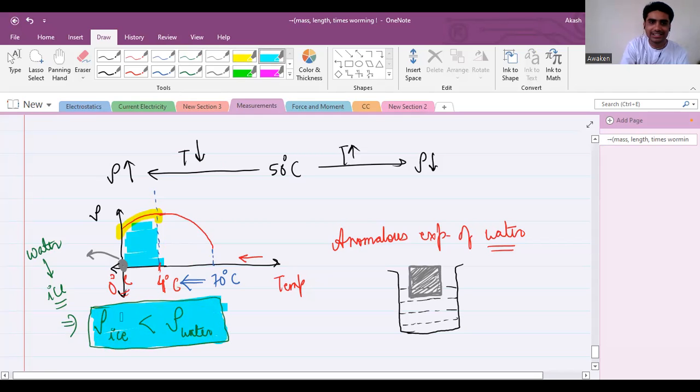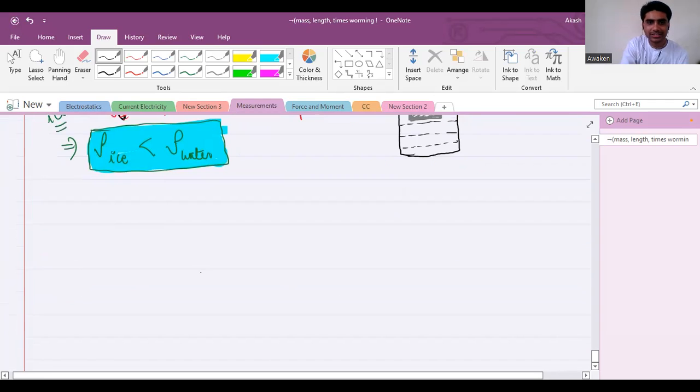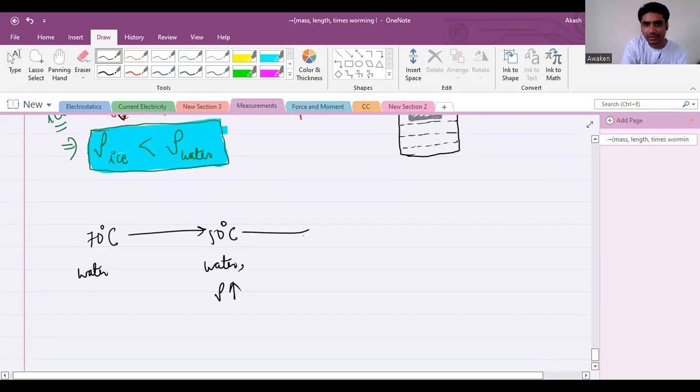I'll go into a little detail, okay? I'll draw it here. I hope you're able to understand the things. 70 degrees centigrade was water. You cooled it. 50 degrees centigrade is water. And the density is what? The density will increase. 70 to 50, I'm cooling, so it should increase. Now 10 degrees centigrade, still water. Density has further increased.